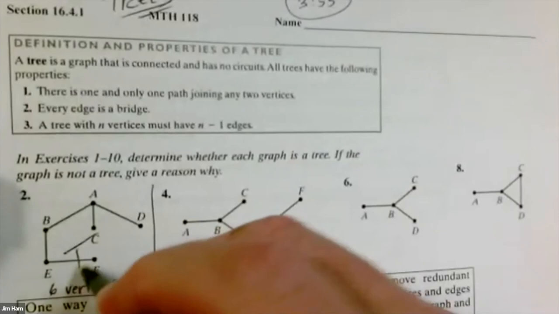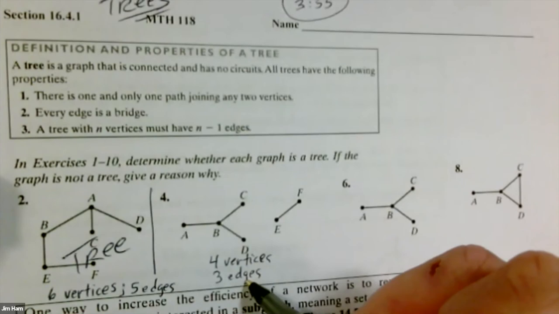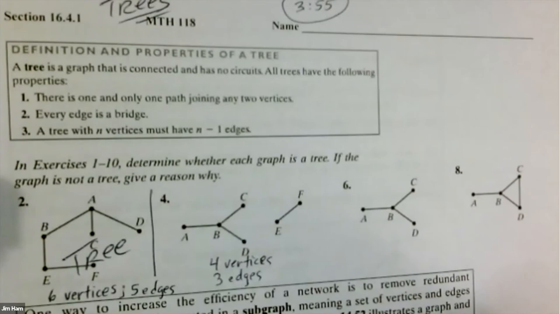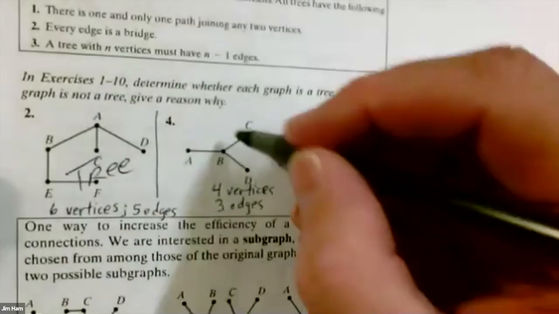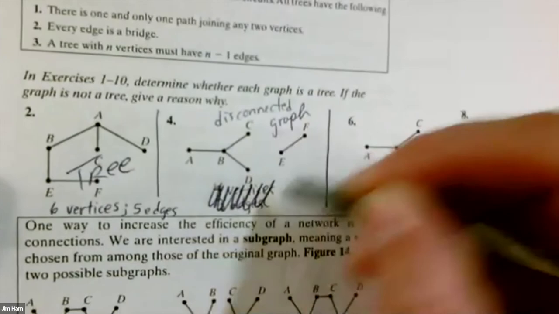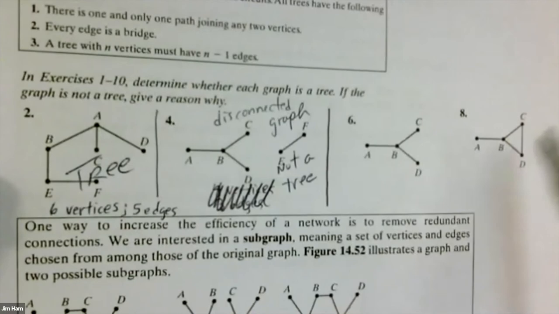This one here, you have 4 vertices, 1, 2, 3, 3 edges. So it satisfies this last property. If you have 4 vertices, you have one fewer, or 3 edges. Each one of these edges is a bridge. Remove it, you create a disconnected graph. Oh, hold on. I didn't see this piece over here. All right, so this is a disconnected graph to begin with. And since it's disconnected, it's not a tree. A tree is a graph that is connected, has no circuits. This one has a circuit, so it's not a tree. This one's not connected, so not a tree.